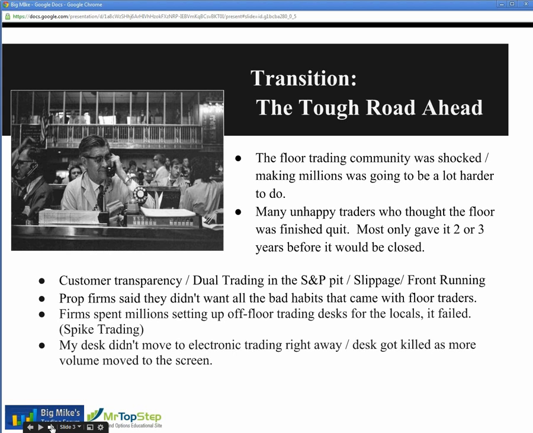But to tell you the truth, no matter what anybody says, I've always been on the customer side. I don't care if it's a 1-lot order or a 100-lot order. I've always said that it's somebody's money. And what happened with electronic trading was you got a lot more customer transparency. You're actually able now to trade between the bid and offer and hit a bid and offer.